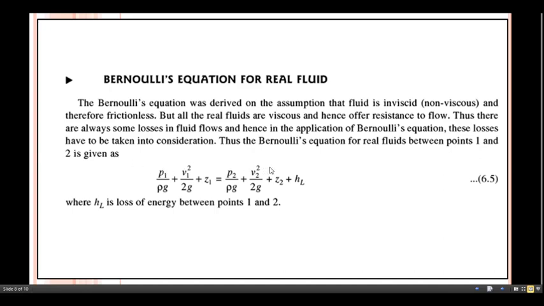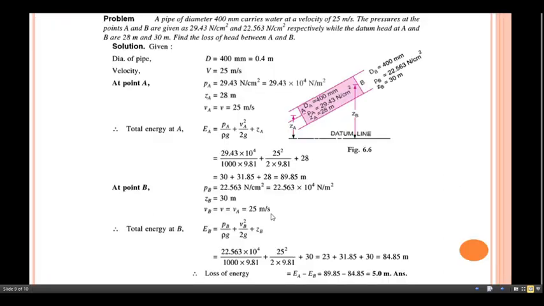Thus, the Bernoulli's equation for real fluids between points 1 and 2 is given as follows. If we consider the loss, we have to include it between points 1 and 2. So Bernoulli's equation for the real fluid is: P1 by rho g plus V1 square divided by 2g plus Z1 equals P2 divided by rho g plus V2 square divided by 2g plus Z2 plus HL, where HL is the loss of energy between points 1 and 2.